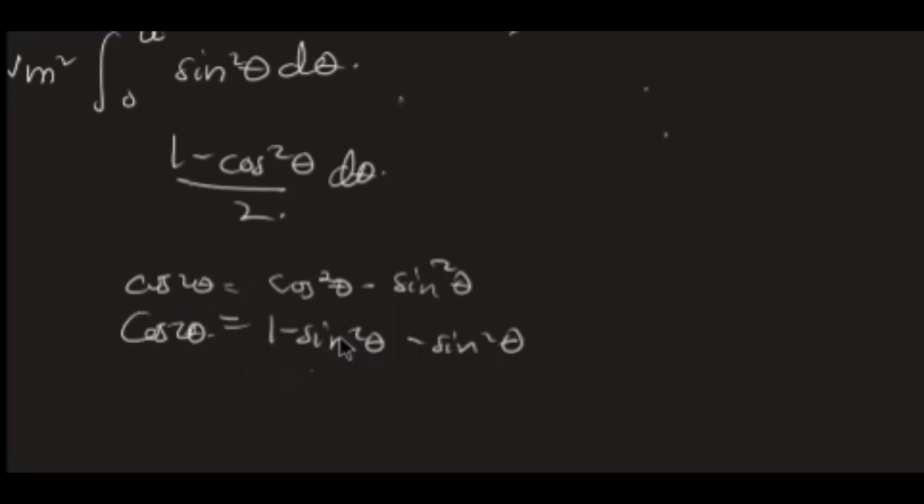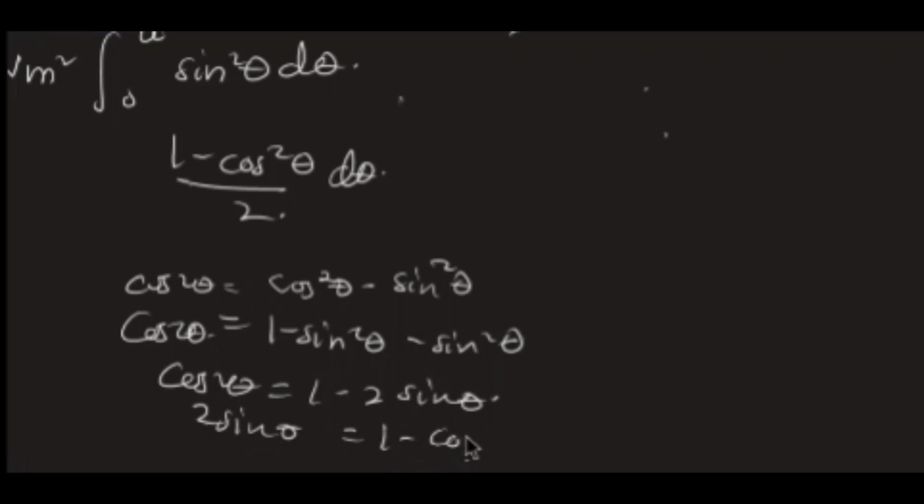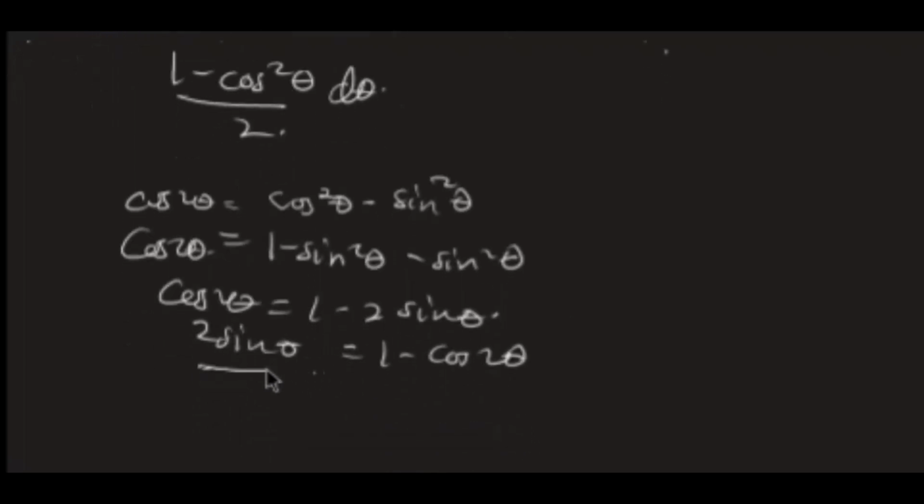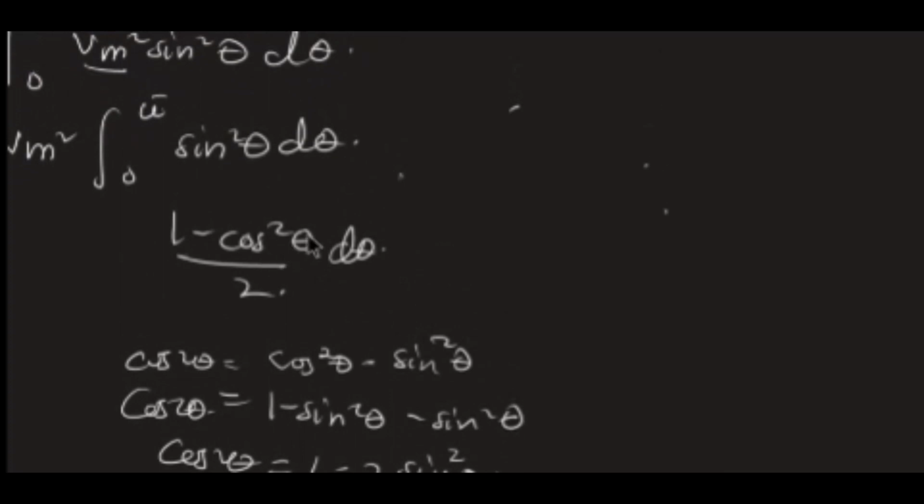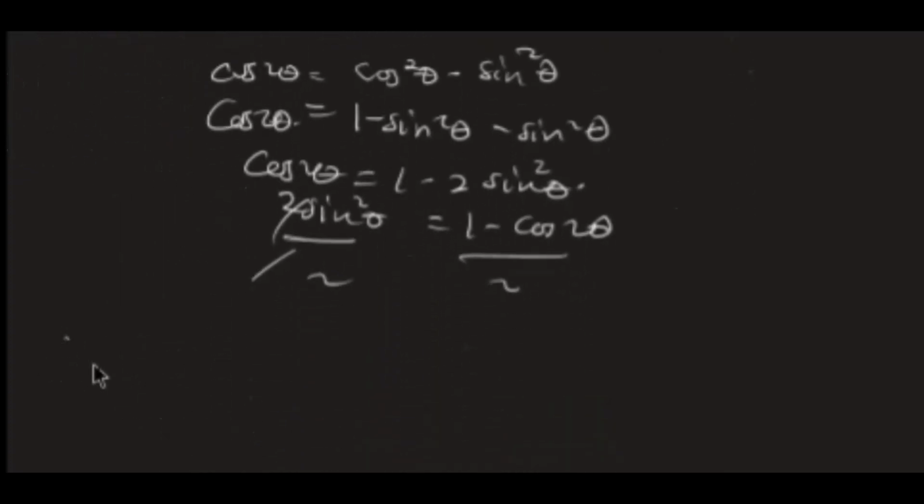And at this point, I want to find my sine squared theta. My cos 2 theta will be 1 minus 2 sine squared theta. Hence, I'll get 2 sine squared theta is equal to 1 minus cos 2 theta. At this point, I'll divide through by 2, and my sine squared theta is simply 1 minus cos 2 theta over 2. And that is why we got this. So don't be surprised. Hence, I have my Vm squared out, integral 0 to pi of 1 minus cos 2 theta all over 2 d theta.